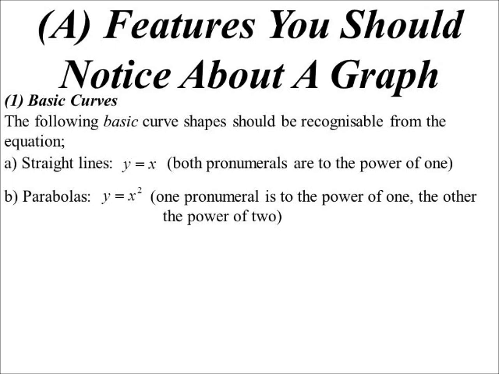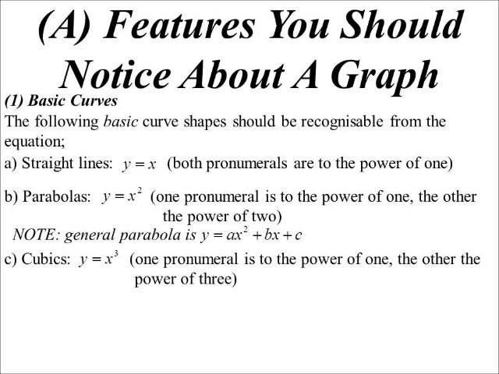Parabolas, of course, are quadratics. So one of the pronumerals will be to the power of 2, one will be to the power of 1. In general, we know, of course, if it's ax squared plus bx plus c. Cubics, oh, it's a 3 instead of a 2. What do you know? So one's to the power of 3, one's to the power of 1. General cubic, ax cubed plus bx squared plus cx plus d.